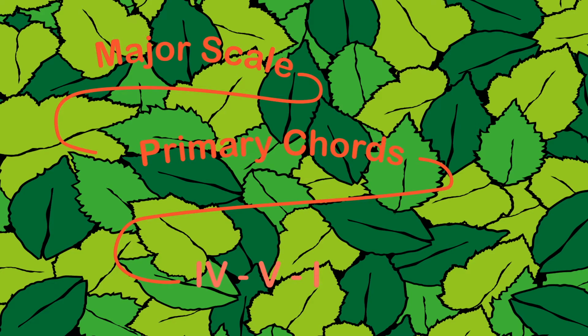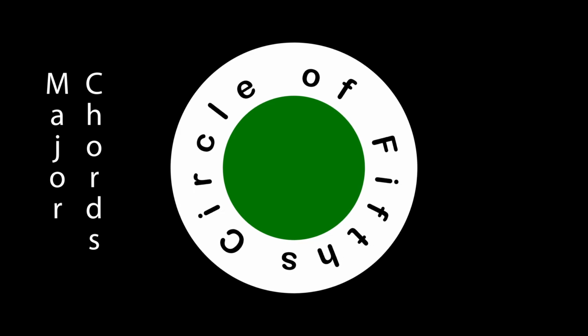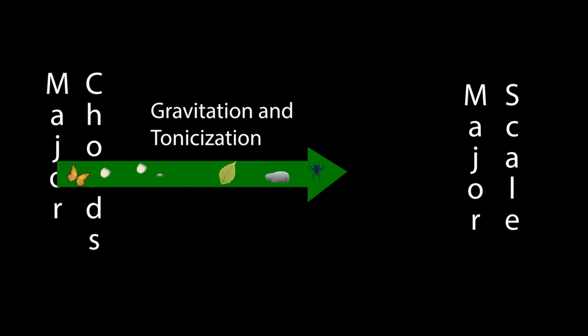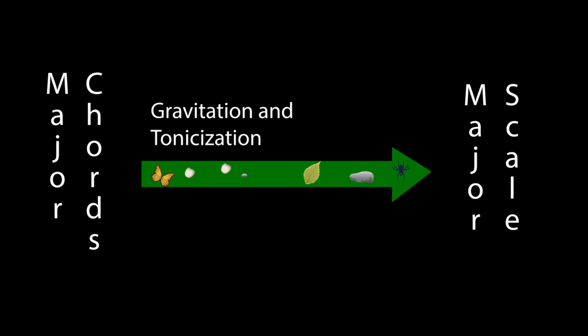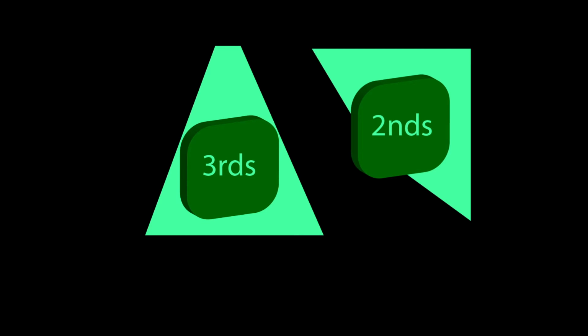Going back to the major scale, we can see that the primary chords are on the fourth and the fifth degree, and they are derived from the circle of fifths. These chords are major chords, and naturally, if you want to create a gravitation and tonicization of a major scale, you will use these chords to create and impose the feeling of major to the listener. Harmony created based on the circle of thirds and seconds also exists, which I will discuss in future videos, and they have their own kind of color and texture.